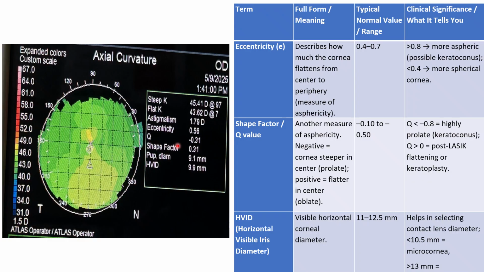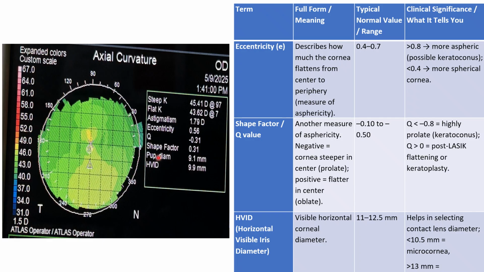Shape factor also represents a measure of asphericity. The normal range is minus 0.10 to minus 0.50. In the Q value, if the value is negative, that represents the cornea is steeper in the center, that is prolate, and if it is positive, it is flatter in the center, or oblate. And if the Q value is less than minus 0.8, that represents highly prolate, that is keratoconus, and if it is more than 0, it represents post-LASIK flattening or keratoplasty.